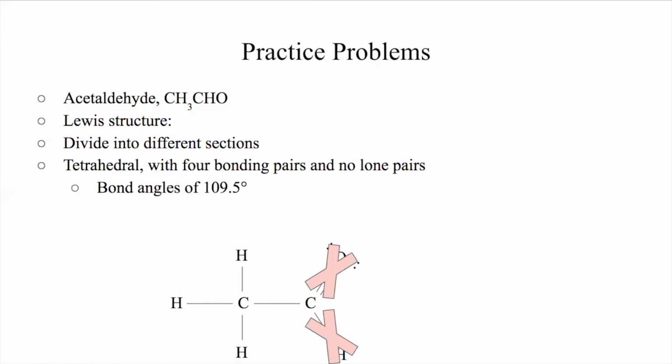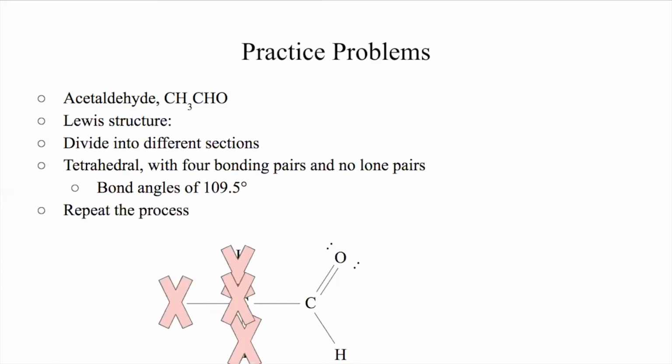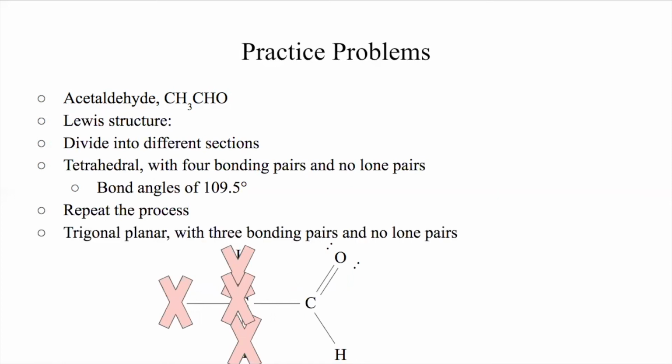From our handy reference chart, we can see that a tetrahedral molecular geometry means 109.5 degree bond angles here, here, here, and here. When we do the same for all the hydrogens on that central carbon, we can see a trigonal planar shape, with 3 bonding pairs and no lone pairs. A trigonal planar molecular geometry correlates to bond angles of 120 degrees here, here, and here.